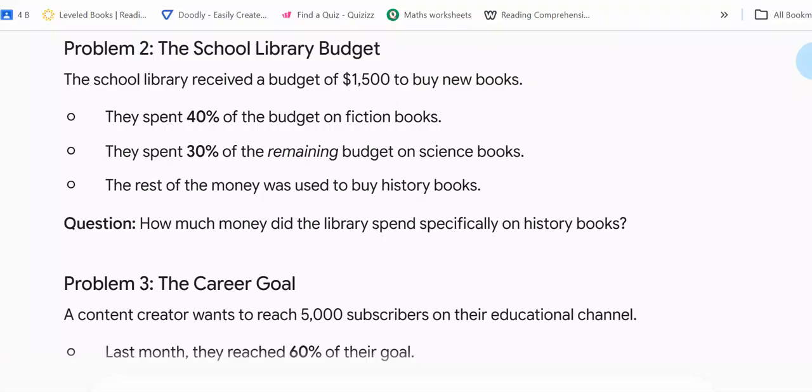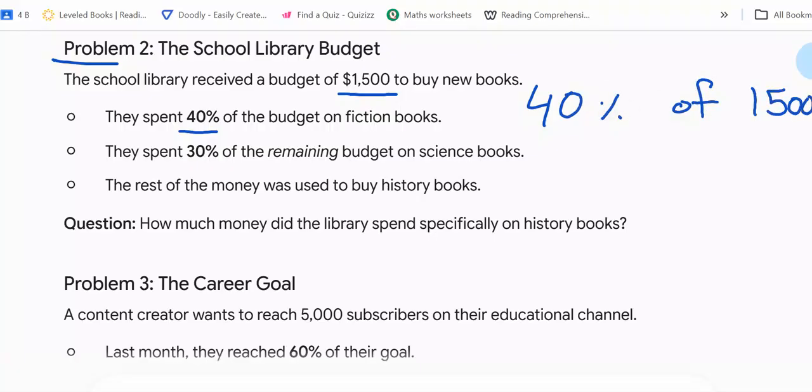Okay, problem number 2 is the school library budget. Okay, the school library received a budget of 1500 to buy new books. He spent 40% of the budget on fiction books. So let's find out 40% of 1500. It is this 40% of 1500.